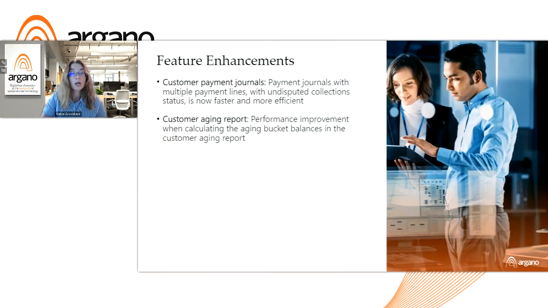A couple of feature enhancements are in the customer payment journals. If you have a payment journal with many, many lines without undisputed collection status, it's now processed faster and more efficiently. The same applies to customer aging reports. Sometimes it takes a while to really get your data. There is a process improvement to calculate aging buckets in this report.